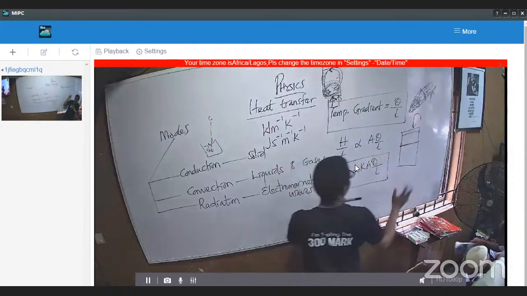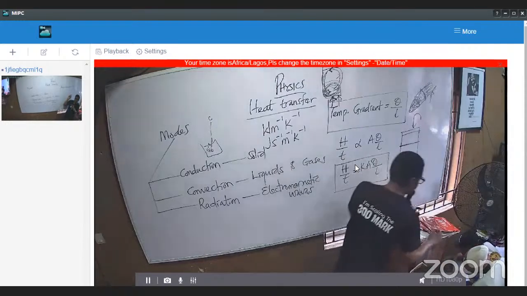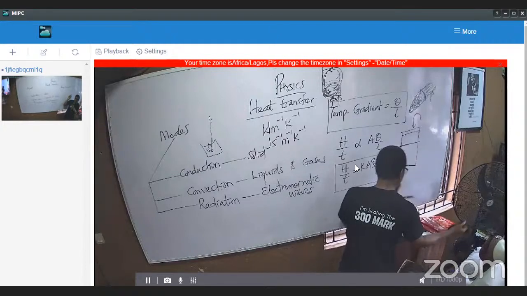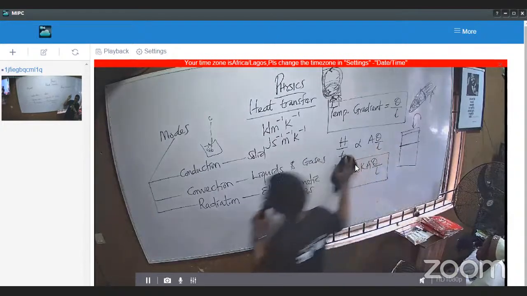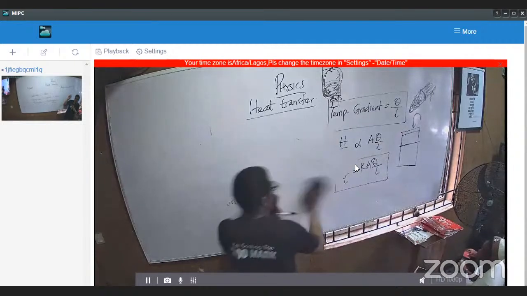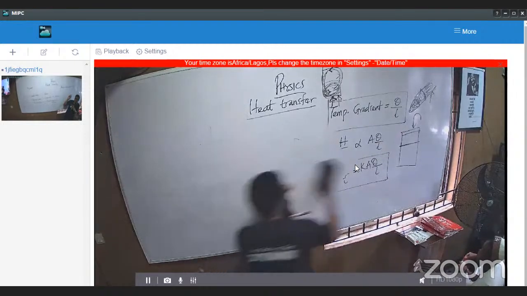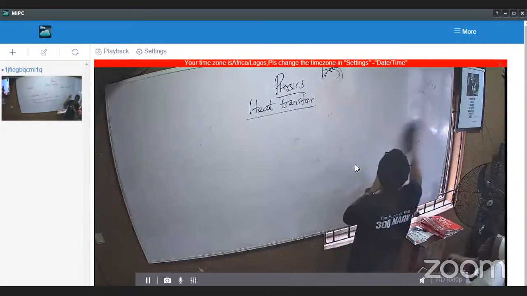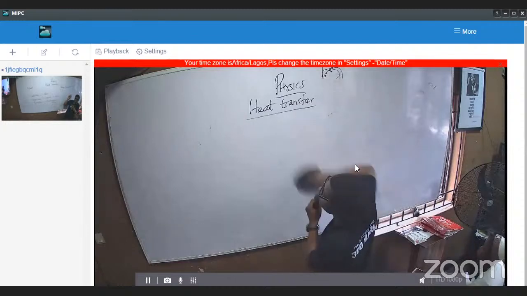So that's all about the three modes of heat transfer. Conduction occurs in solids, convection in liquids and gases, and of course radiation, electromagnetic waves. Conduction has to do with temperature difference, convection with difference in gradient. And we have seen that radiation does not even require any material medium for its propagation.